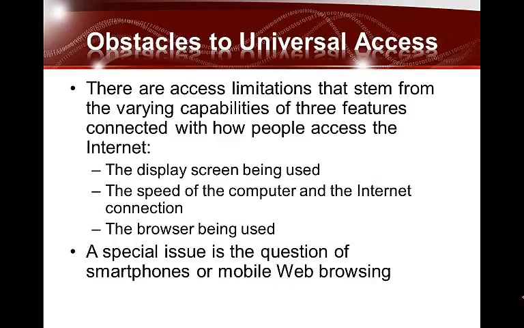There are access limitations that stem from the varying capabilities of three features connected with how people access the internet: the display screen being used, the speed of the computer and the internet connection, and the browser being used. A special issue is the question of smartphones and mobile browsing. The issue of accessibility for people with disabilities is also another important consideration for web design.